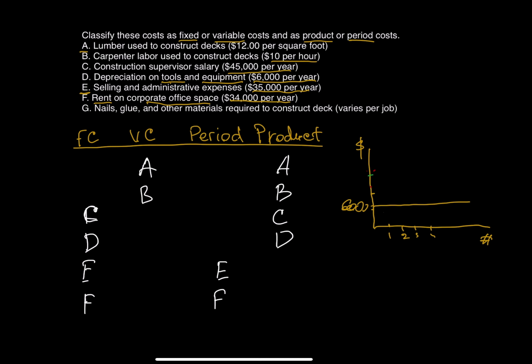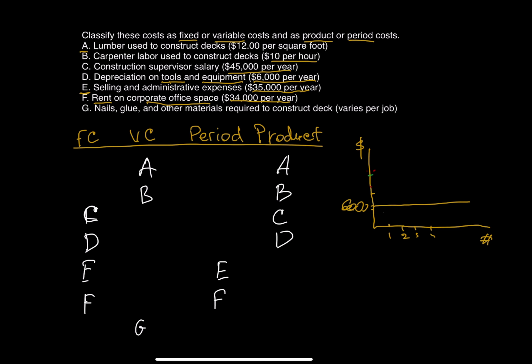Next, G, the last one, is nails, glue, and other materials required to construct a deck. And it varies per job. It literally says it varies per job. So it's going to be variable overhead. It's then going to be a variable cost because it's going to depend on how many we're producing, how many we use, and so on.